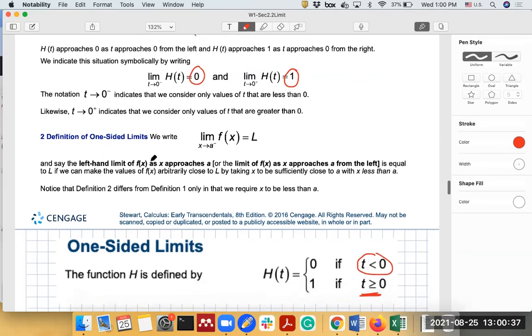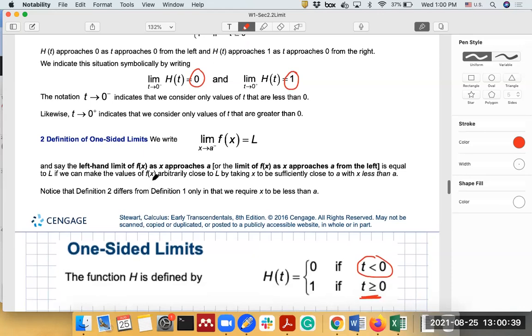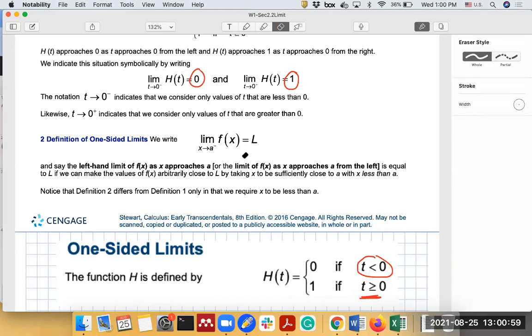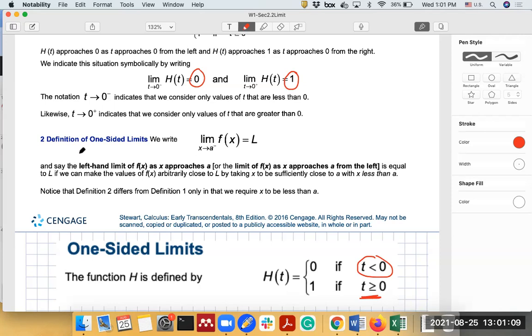So the definition is this. The left-hand limit of f of x as x approaches a, or we say that the limit of f of x as x approaches a from the left, two ways to say it, is equal to the value L. L is any number depending on the function, right? And a is the given constant. It just implies that we're going from the left side of a. And this is the definition of the one-sided limits. Okay.